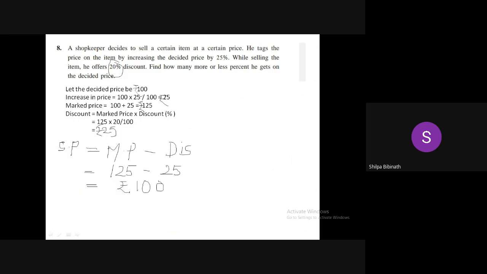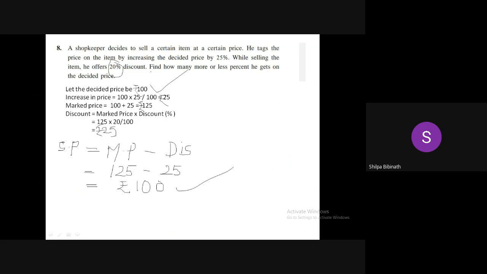Then he increased by 25%, so it was 25 rupees. And then marked price was 125. On that we got 20% discount. But is there any change between the decided price earlier and the selling price now? Both are 100. So is there any increase or decrease in the percentage? No, isn't it? So here there is no less, not more either. Both are equal, both are 100 rupees. So that's why he gets 0% on the decided price. That will be your final answer.